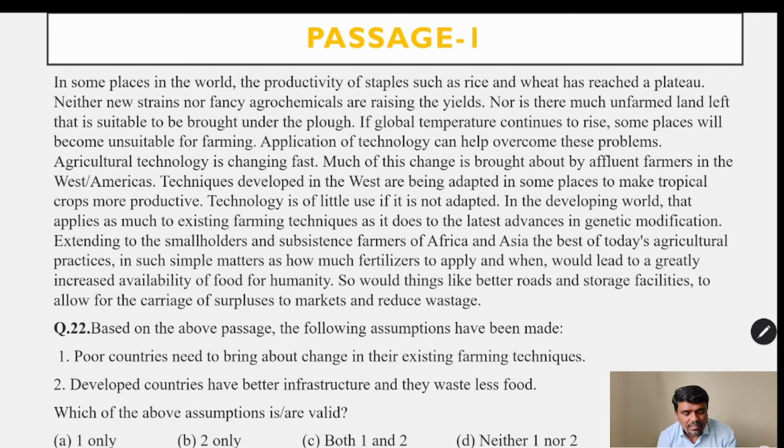Simple question. Same passage, different question. Based on the above passage, the following assumptions have been made. Poor countries need to bring about change in their existing farming techniques. Yes, this is all about the passage. Developed countries have better infrastructure and they waste less food. Irrelevant or out of the scope of our passage. So 2 is eliminated, only 1.